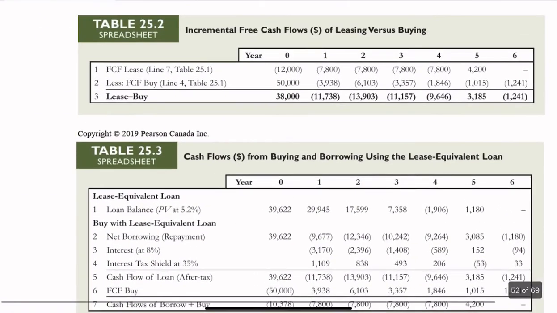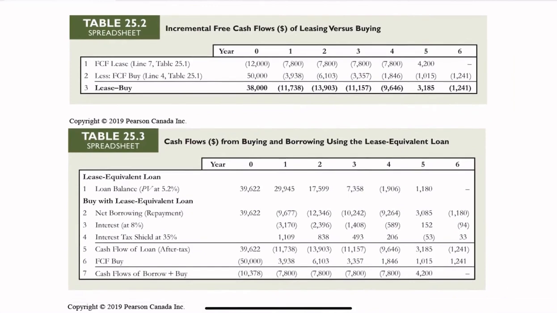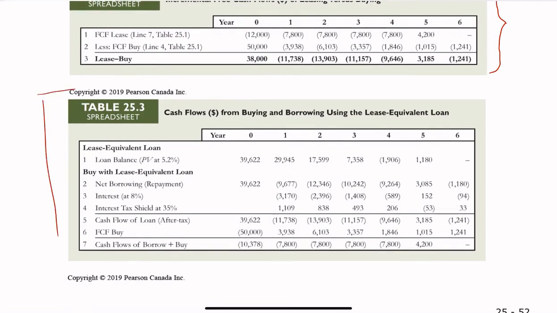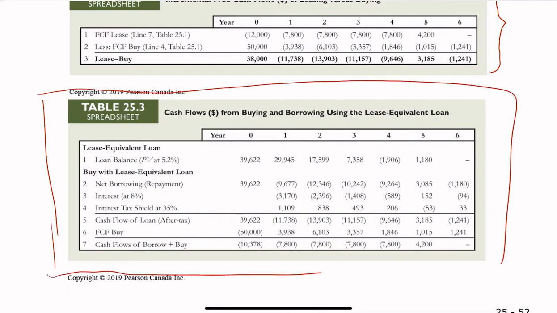Let's first look at these 2 tables, and we can get a detailed look at how the lease equivalent loan works. First, the table on the top, we have discussed this table. Essentially here we are calculating the incremental free cash flows of leasing versus buying. That is, you're looking at the difference between these 2 streams of cash flows. And our focus is the table on the bottom. Here we want to understand how the lease equivalent loan will exactly work.